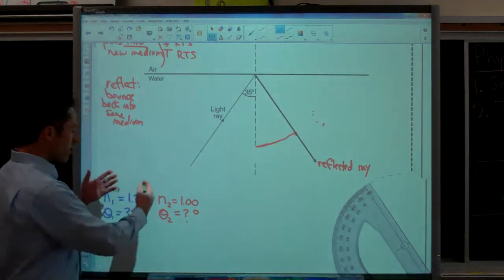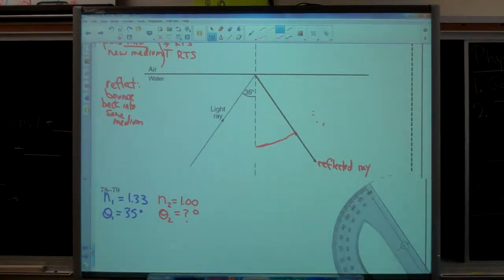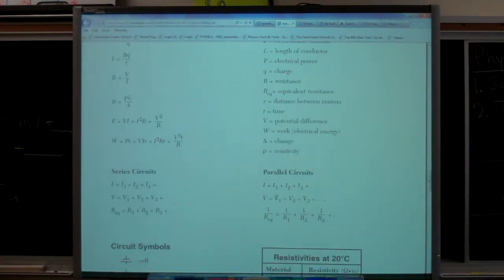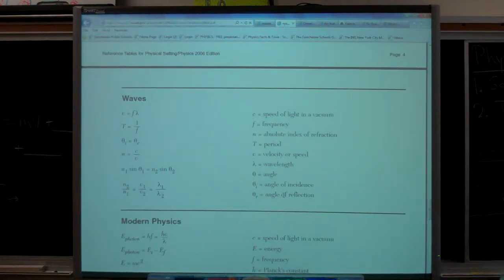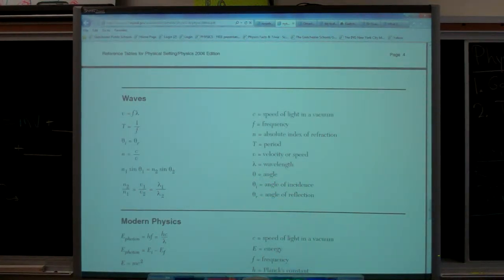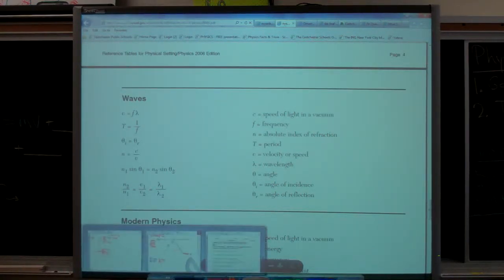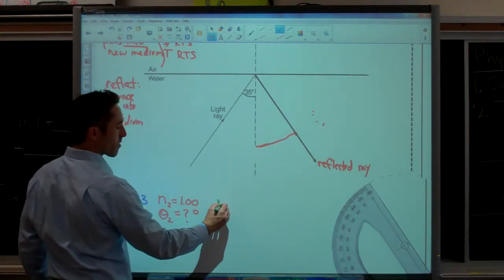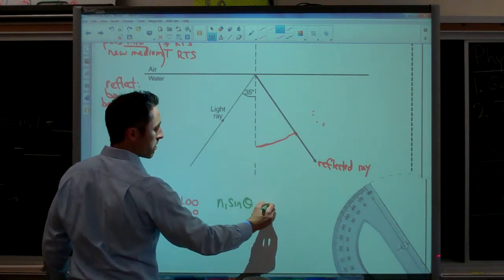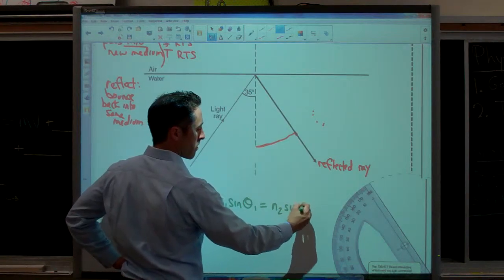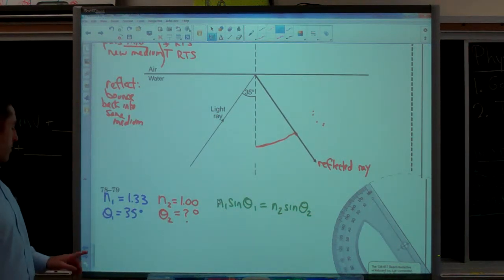Okay, now, we need an equation that connects these. And we have one. In fact, we've been talking about the reference table. Let's pull it back up. On page 5, we have the index of refraction. That's the letter N twice. We have the angles. That's the theta. And they all come together with this equation: N1 sine theta 1 equals N2 sine theta 2. So, we can write our unsubstituted equation. And then we can substitute.